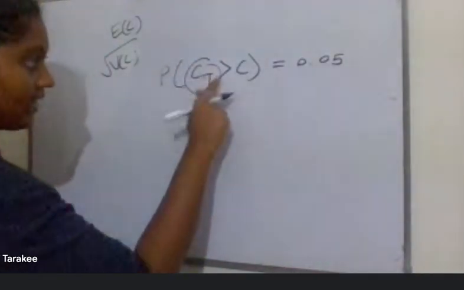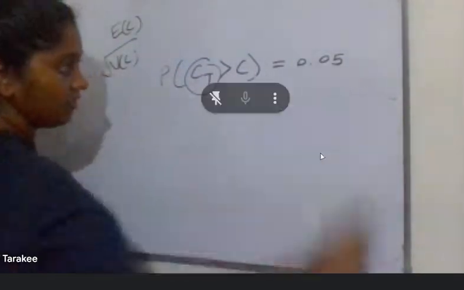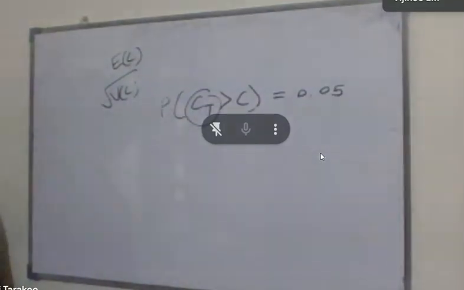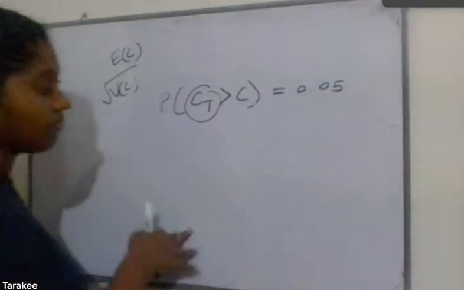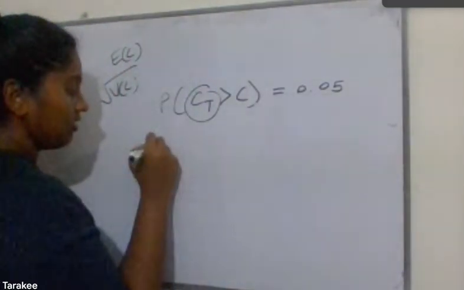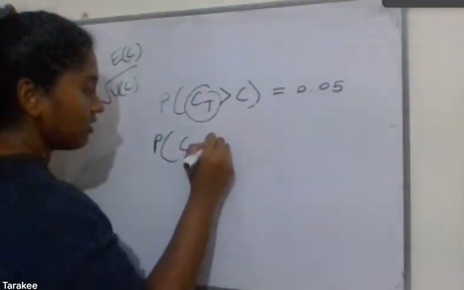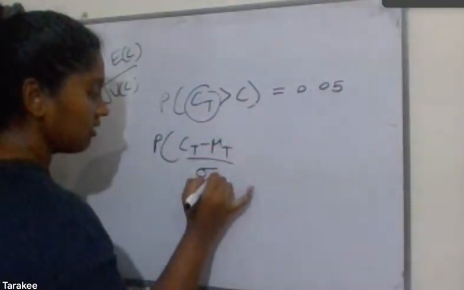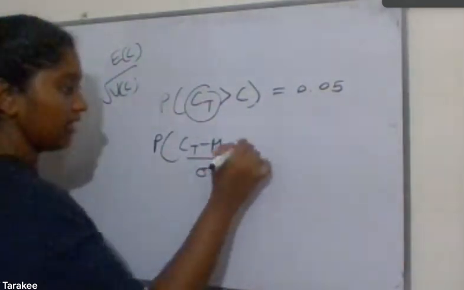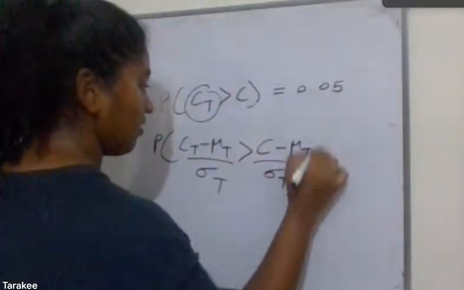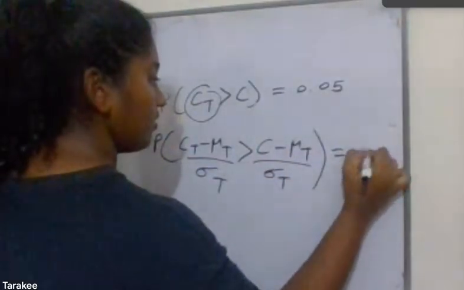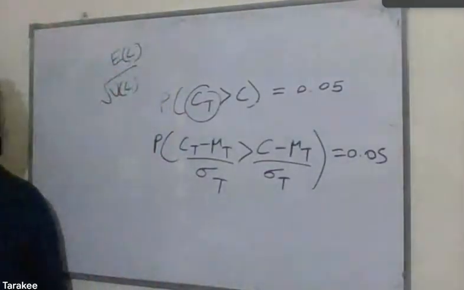So for the new value greater than c, the probability is 0.05. And now we have to convert this into the Z method. So P((CT minus mu T) over sigma T greater than (c minus mu T) over sigma T) equals 0.05. Okay.